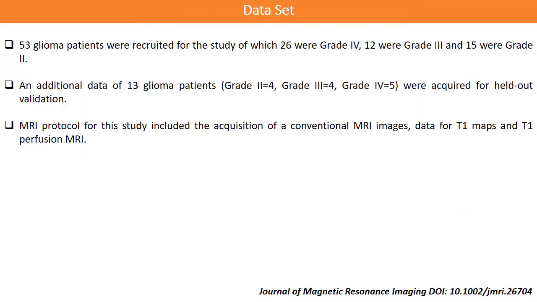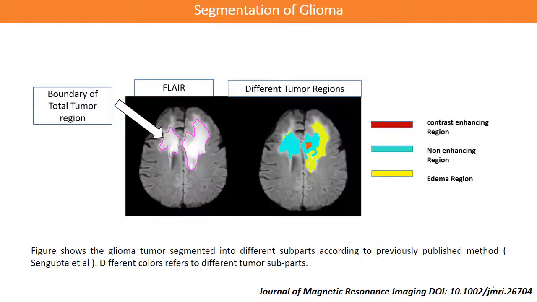53 glioma patients were recruited for the study, of which 26 were grade 4, 12 were grade 3, and 15 were grade 2. An additional data of 13 glioma patients were acquired for held-out validation in this study. MRI protocol for this study included the acquisition of conventional MRI images, data for T1 map, and data for T1 perfusion MRI. The first step was to compute the T1 perfusion parameter maps and use them to segment the glioma tumor region into its different subparts according to a previously published method by Sengupta et al.